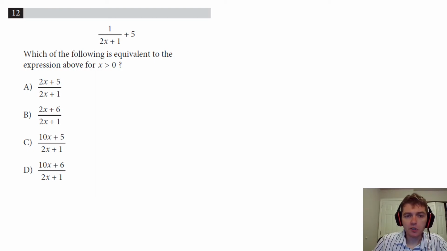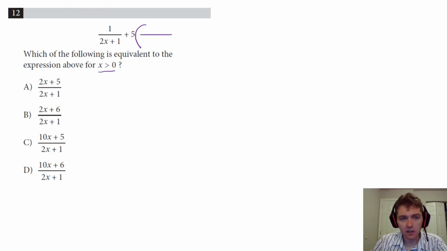Problem 12. Which of the following is equivalent to the expression above for x is greater than 0? If you take a look at the expression, what needs to happen is this 5 needs to have the same denominator as the first part of the equation, so this 2x plus 1. Recognize that you can multiply anything by 1, which means that as long as the numerator and denominator are the same. So in this case, we need to get the denominator for this 5 to be 2x plus 1. So the numerator can also be 2x plus 1, which is equivalent to just multiplying by 1.